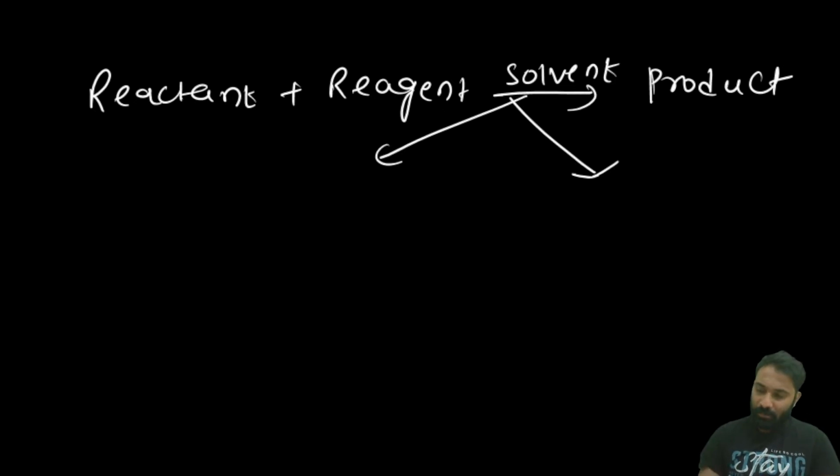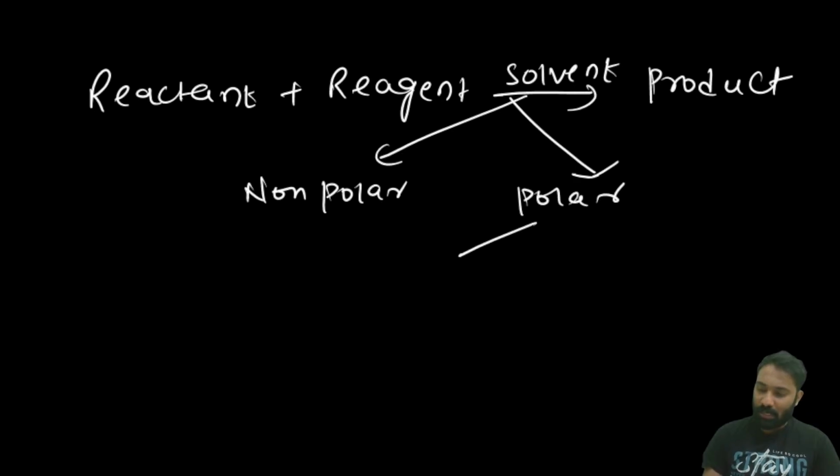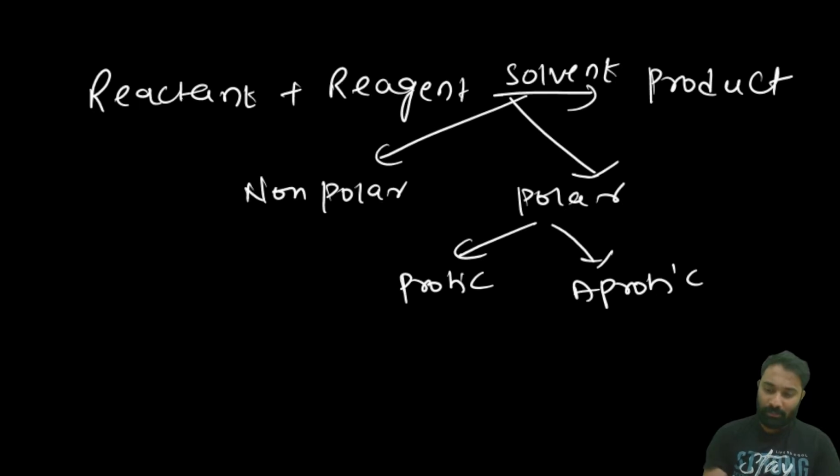Clear? In solvents we have two types: one is non-polar, one is polar. In polar again we have two: one is protic and one is aprotic. What is the meaning of non-polar and polar? Polar means it has a dipole moment. Clear?